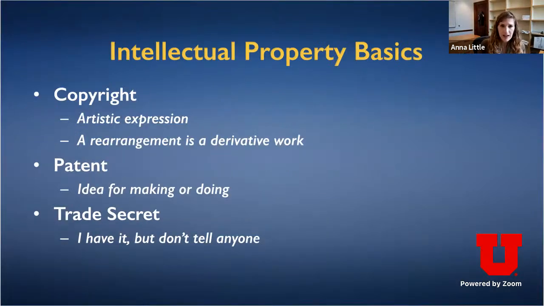Okay, and so just a recap here of some basics on intellectual property. There are three kinds of intellectual property. There's copyright, which governs regulations around artistic expression, like images and books, etc. There are patents, which govern regulations around somebody's idea for making or doing something, and then also trade secrets. I have it, but don't tell anyone.